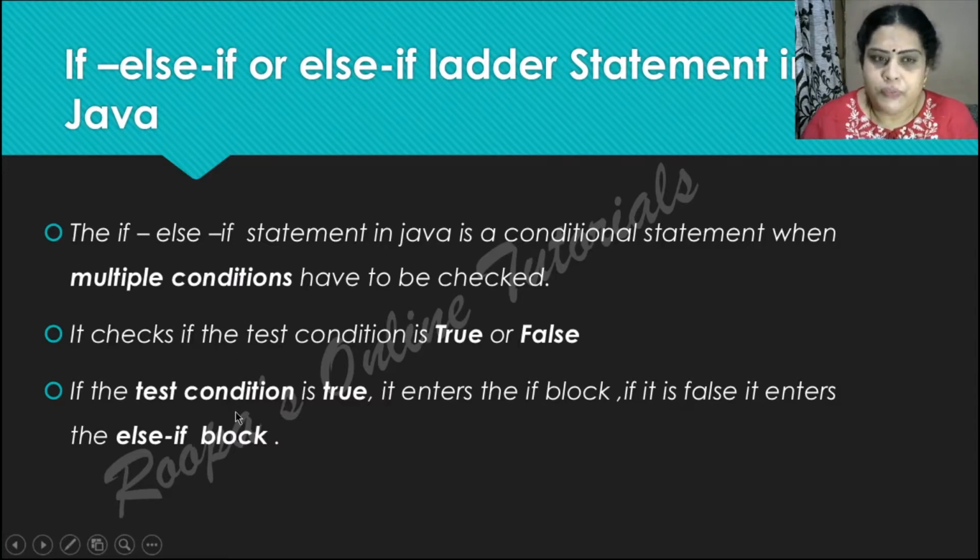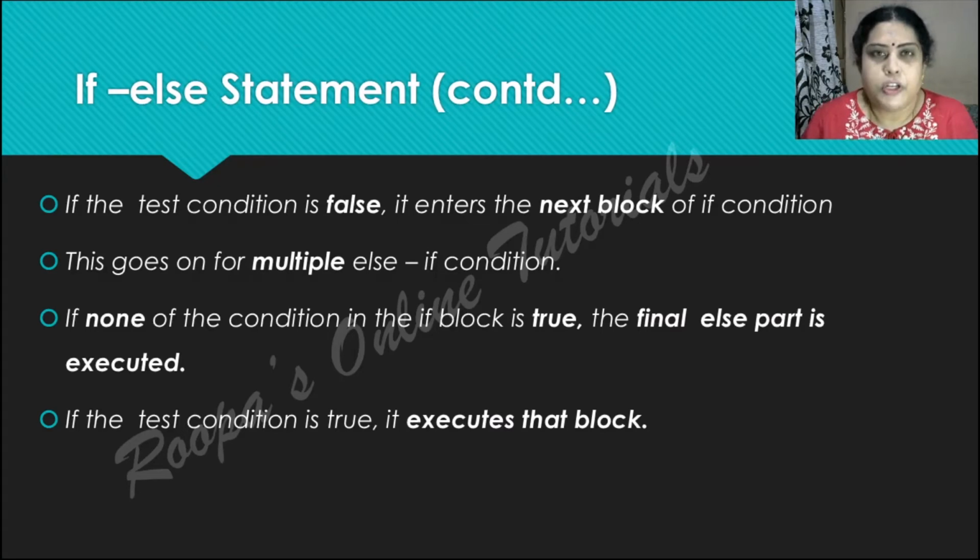Here, what the else if ladder does is, it first checks if the condition is true or false. If the condition is true, it will enter the if block. If it is false, it will enter the else if block. Again, it is going to check the condition. If this condition is true, it will execute that block. Otherwise, it will go into the next else if block if there is one. You can have multiple else if blocks, more than two or three, or any number of else if blocks. If none of the conditions is true, then the final else part is executed.